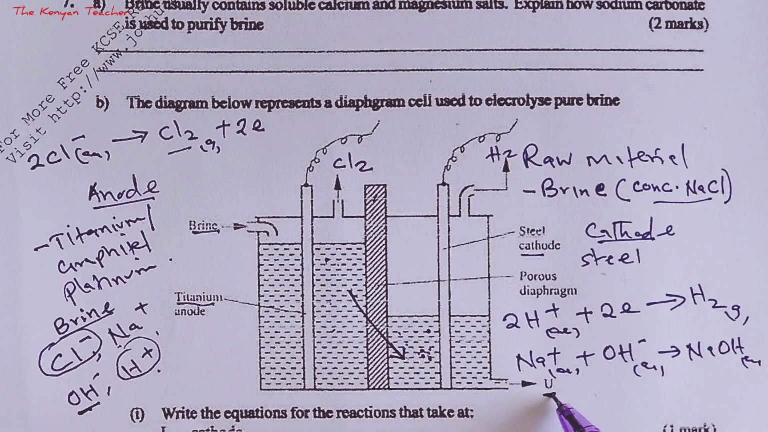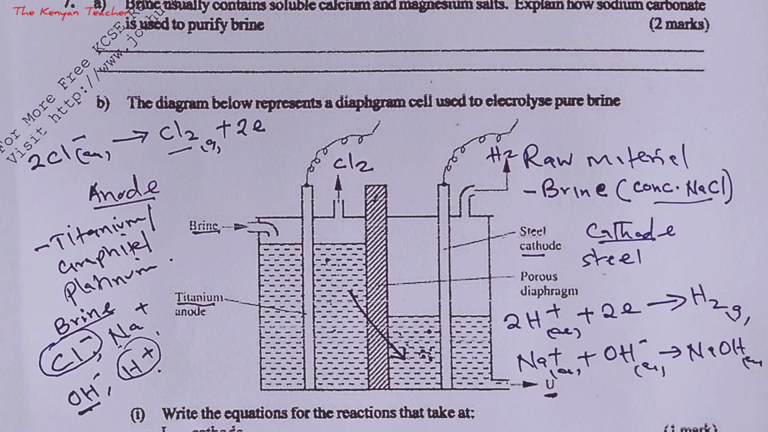This is what leaves as substance U. But we want to mention here that this cell has one main disadvantage, and that is most of the sodium chloride remains unchanged. Actually, what comes out of here is a mixture of sodium chloride and sodium hydroxide, and therefore we can call it caustic brine.